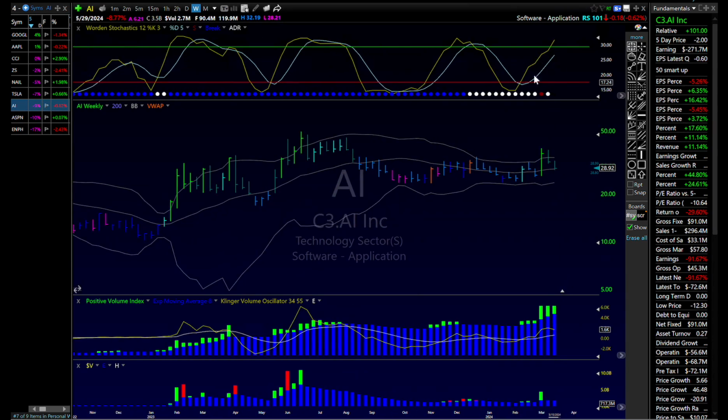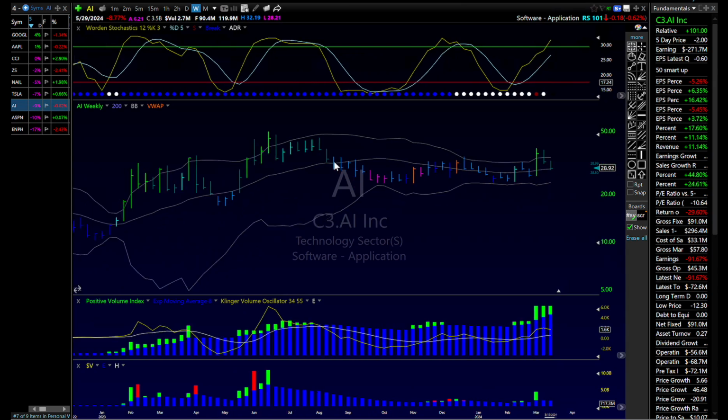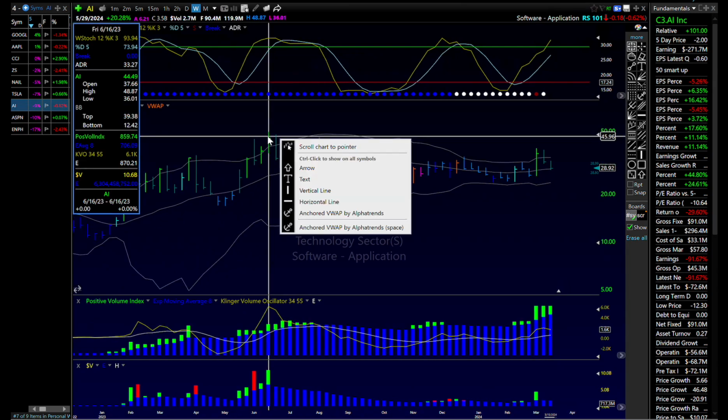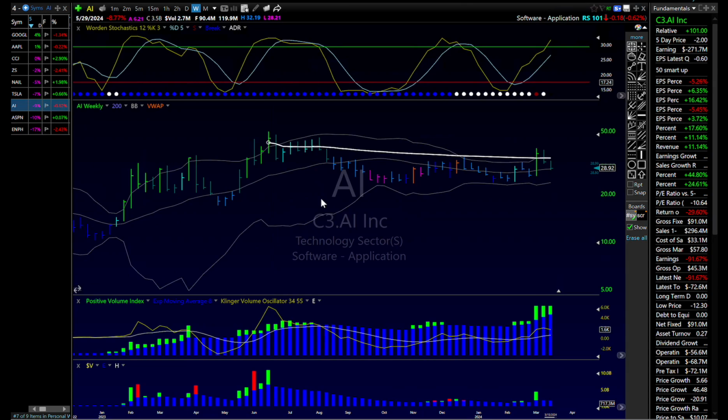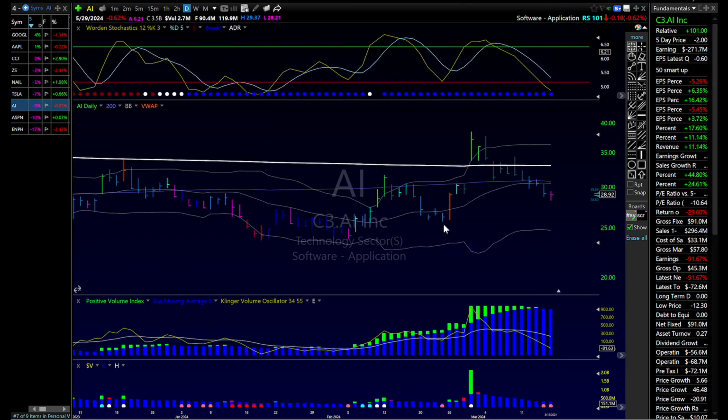So here you have the stochastics moving up, but just because they're moving up doesn't mean price is going to go higher. Fundamentals are not great on this one. Yeah, that might have been a little bit tougher. Review app. Put it daily on that.